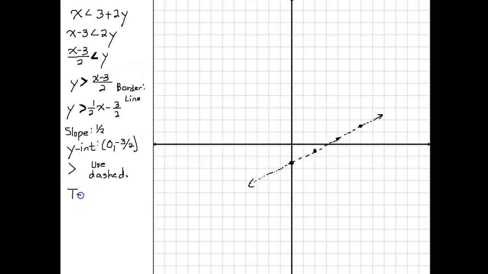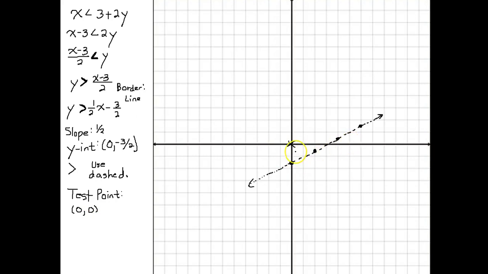We're going to take a point on either side of that line, and we're going to use it as a test point. I always like (0, 0) if it's available, because it's easy, but if it's on your border, you can't use it. Any points on the border, you're not using for a test point, because you're trying to see which side of the border has the solutions for this inequality sign. So using the border is not going to help.